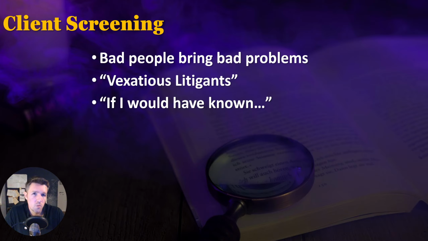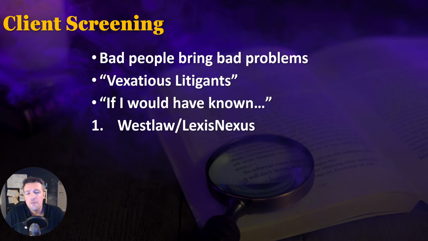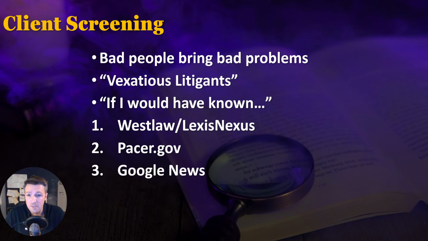So there are a couple of tools that you can actually use. The first is Westlaw or LexisNexis. That's pretty expensive. Generally, only people with a legal background are going to be able to utilize that. Second is going to be pacer.gov. If they have a unique personal name or unique business name, that's a great place to go to see if they have somehow been embroiled in lawsuits previously.